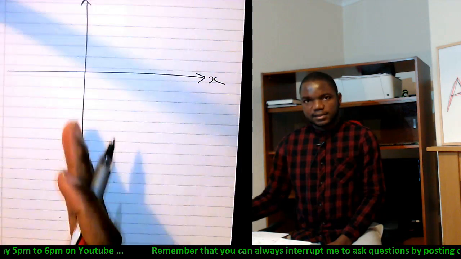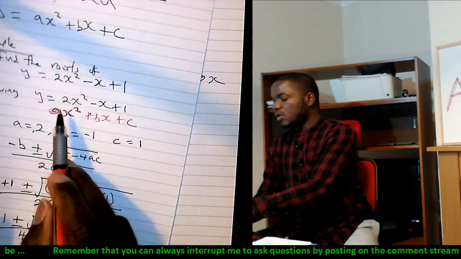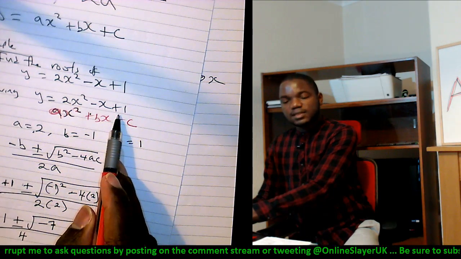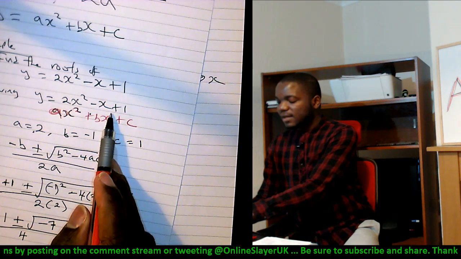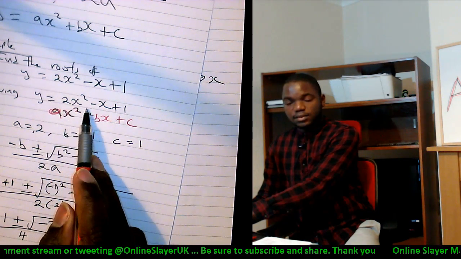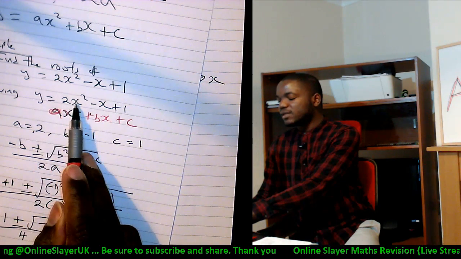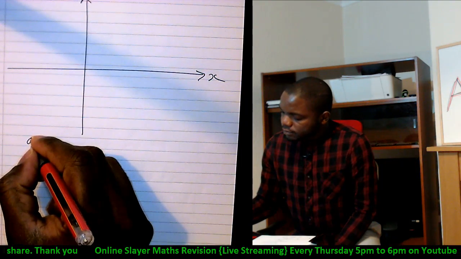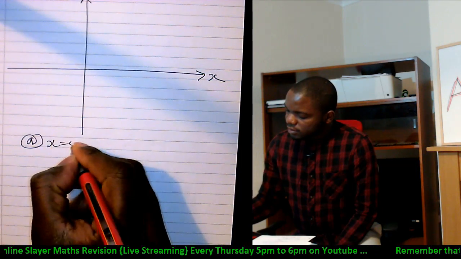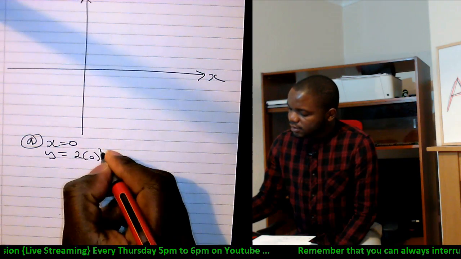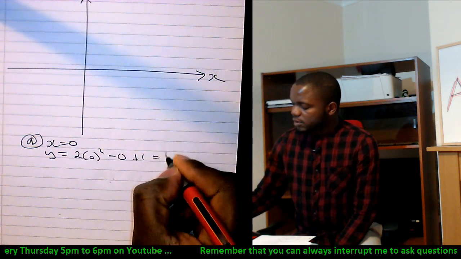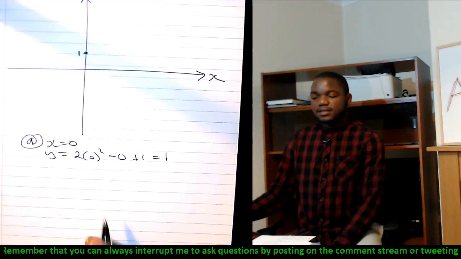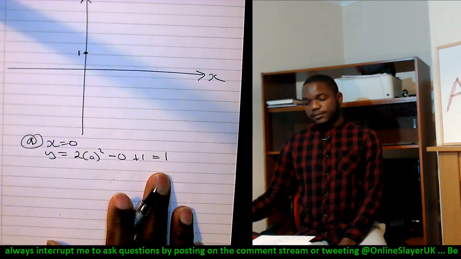But does it cross the y-axis? This is the equation, y equals 2x squared minus x plus 1. To know if it crosses the y-axis, that is to find the value for y when x is 0. When x is 0, y is 2 times 0 squared minus 0 plus 1, which is 1. So that tells us that it actually crosses the y-axis at the point (0, 1).